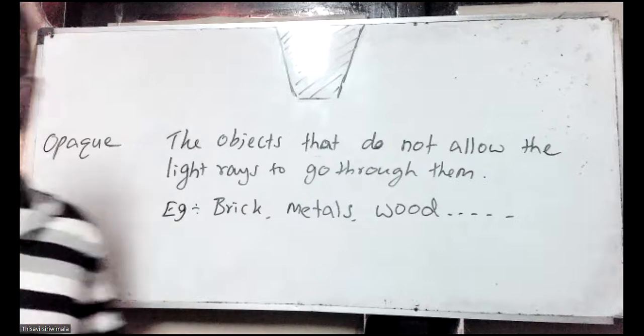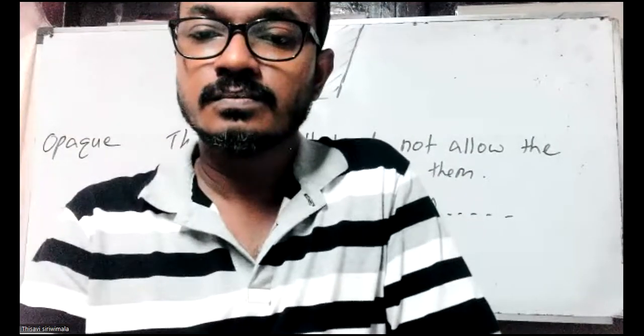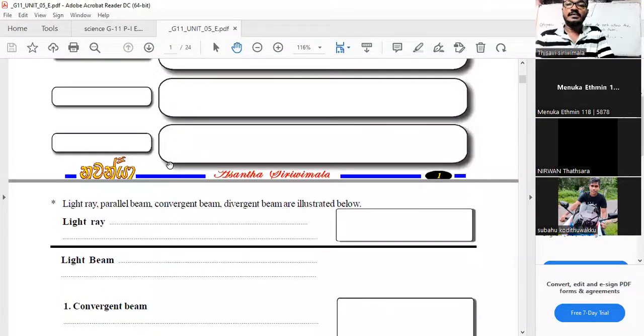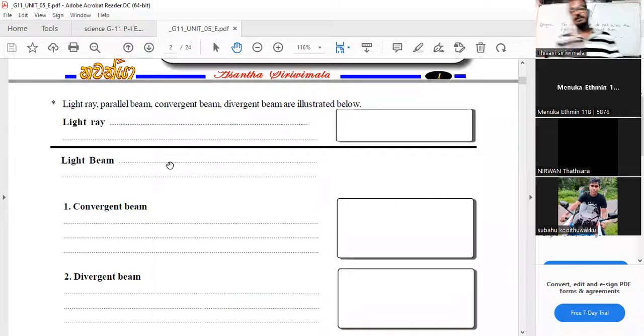Okay. So we'll continue with the note. Then in the tube, we have to define light ray, parallel beam, convergent beam, divergent beam. So those things we have to illustrate. First, light ray. Actually, they have not given a definition for the light ray. Right? So light ray means a narrow path that light can travel. So in that light ray part, you can write: a narrow path that light travels. So that is a light ray.